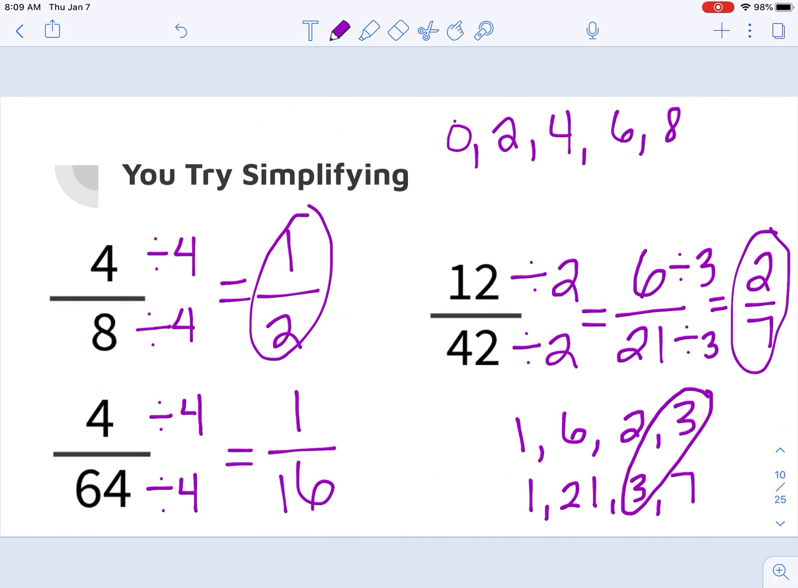All right, I'm going to stop the video there before we go on to the next one. Otherwise, this may get kind of long for people that are looking for help. So once you're finished practicing simplifying, you can move on to the next one, which is improper fractions and mixed numbers.